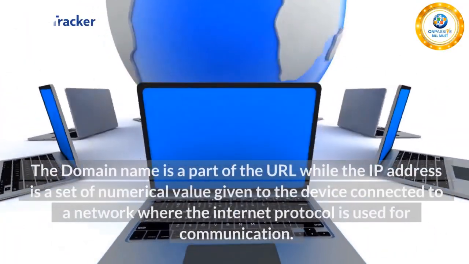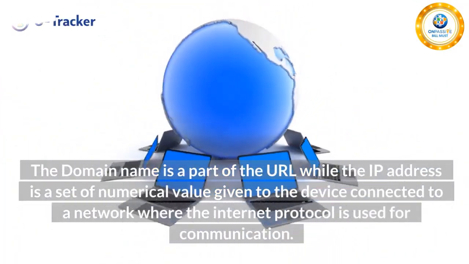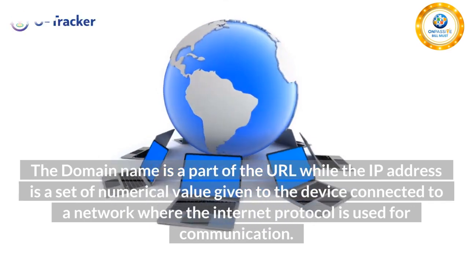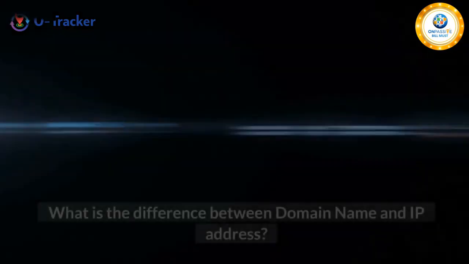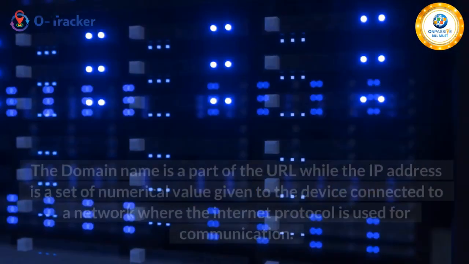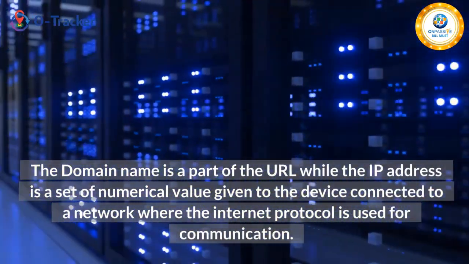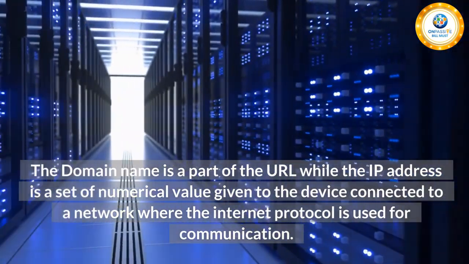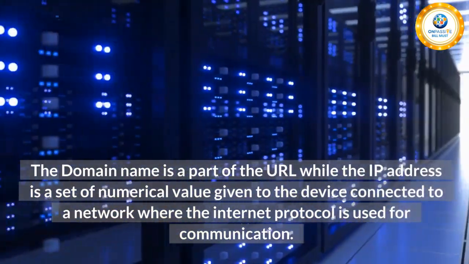Are domain name and IP address the same? The domain name is a part of the URL while the IP address is a set of numerical values given to the device connected to a network where the Internet Protocol is used for communication. What is the difference between domain name and IP address? The domain name is a part of the URL while the IP address is a set of numerical values given to the device connected to a network where the Internet Protocol is used for communication.